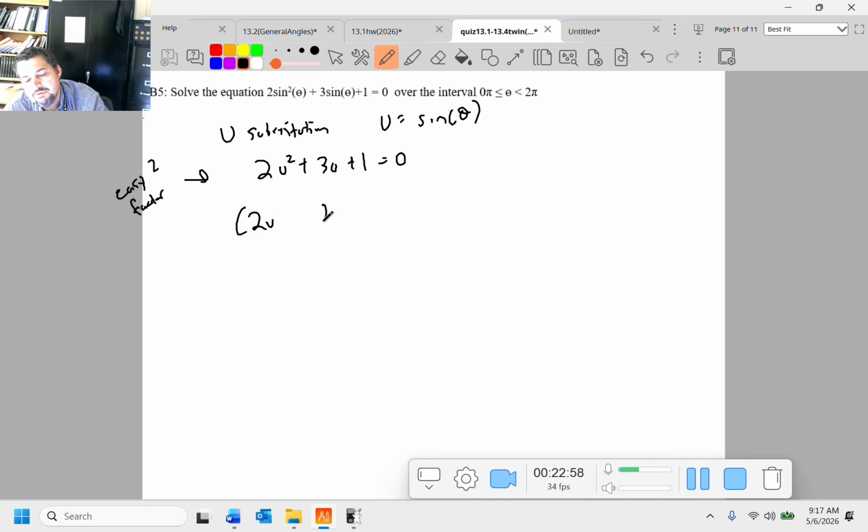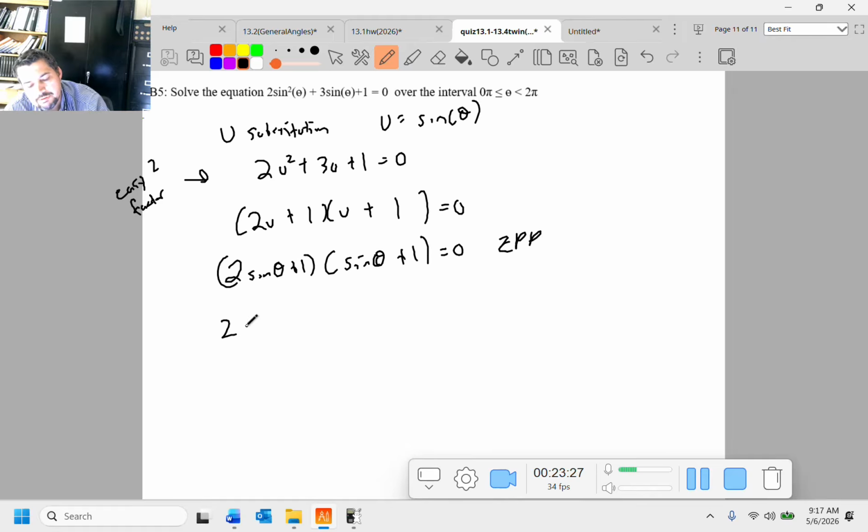It gives me 2u and u to make 2u squared. Factors of 1 are 1 and 1. By God, if I do 2u times 1, I get 2u. 1 times u, I get 1u. 2u plus 1u is 3u. Still equal to 0. Let's go ahead and put our u back in place. 2 sine of theta plus 1 times the sine of theta plus 1 is 0. Now we're going to use the zero product property. 2 sine of theta plus 1 is 0, or the sine of theta plus 1 is also 0.